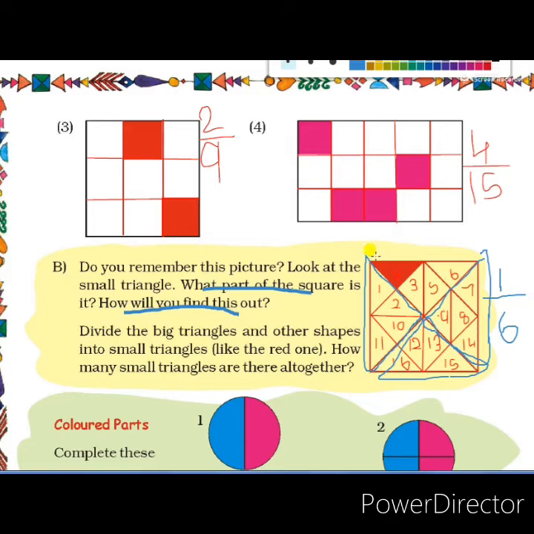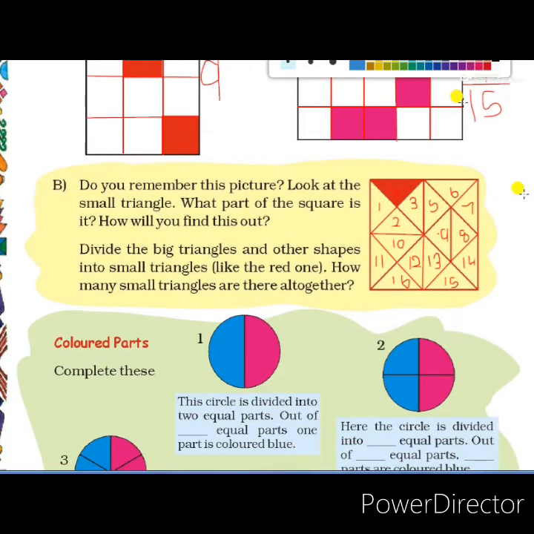So all these big triangles we again divided, and total how many small triangles did we make? Total 16 triangles we have made. So you have to write the answer, how many small triangles are there all together. You write there are 16 small triangles in that square.